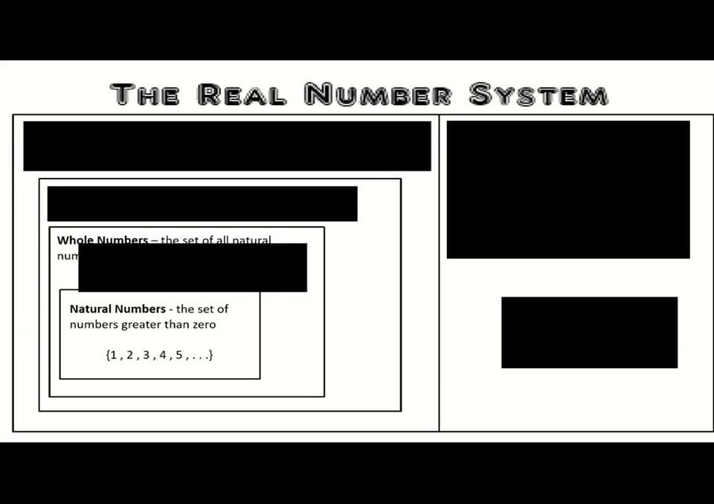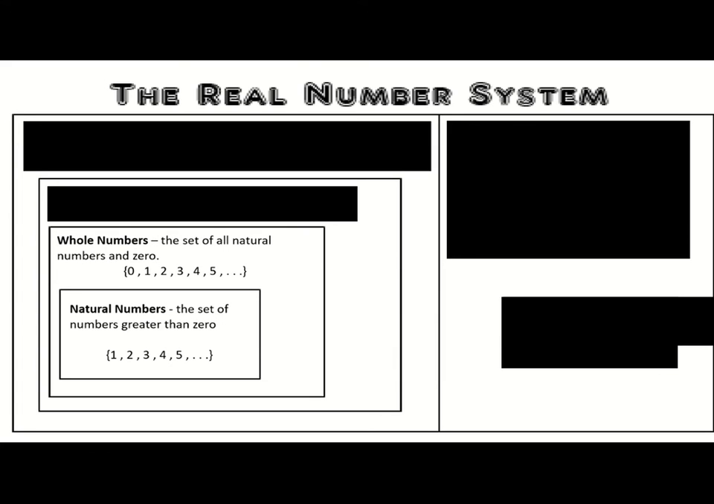The second type of number that we have is what we call the whole numbers. Whole numbers are the set of all natural numbers and 0. So we have the same numbers as the previous set, but this time we also include 0.